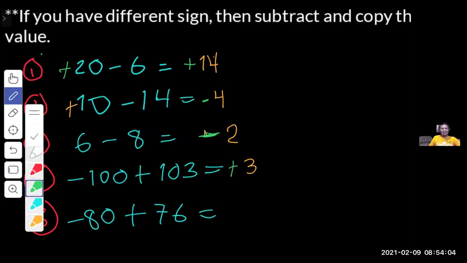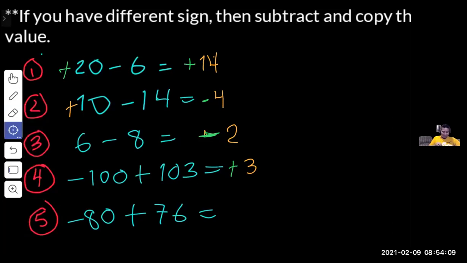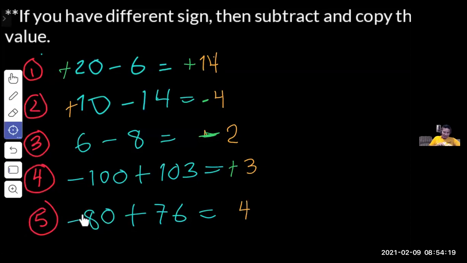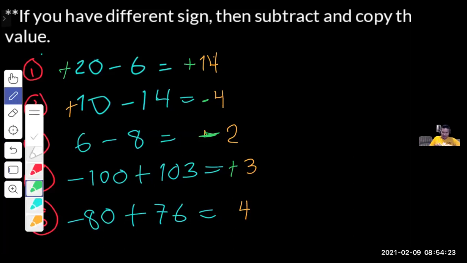And the last one, guys, -80 plus 76. We have different signs. The difference between them is 4, and the sign is negative, because negative is the greatest value. So -4. Let me just place -4.